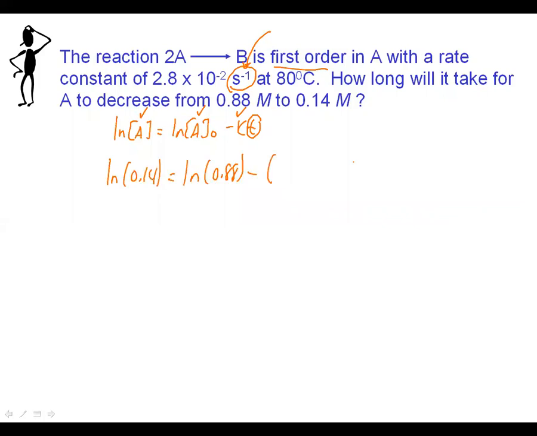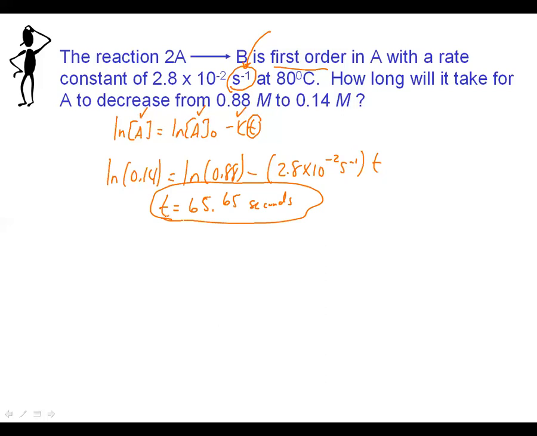and times t. Cleaning up the left-hand side, natural log of 0.14 minus the natural log of 0.88, and we're going to divide by minus 2.8 times 10 to the minus 2. It gives us 65.65 in terms of seconds, which is how long it would take for this reaction to get to that concentration.